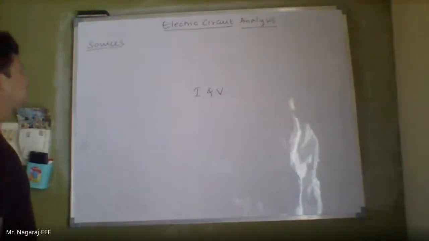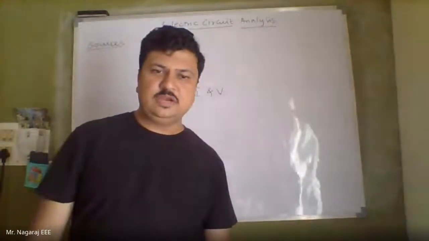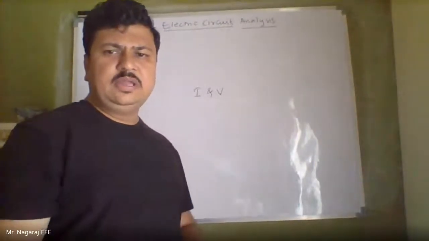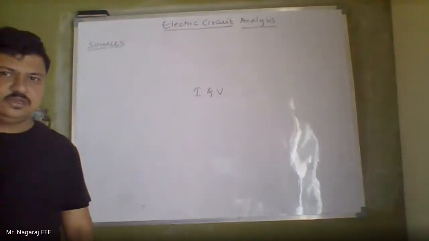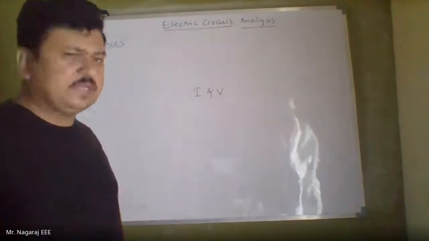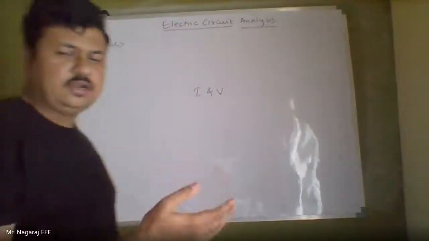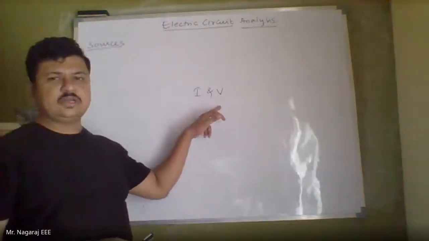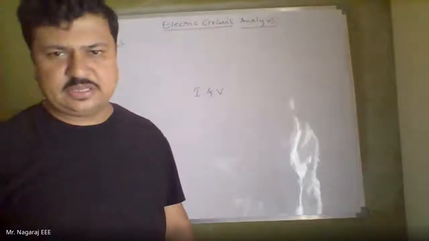So these sources are the elements that will give out the power, that will give out the energy. I will be using power and energy interchangeably, so don't get confused with that. The source is providing the current or the voltage, because unless and until I have the current and voltage across my elements, they will not work as desired.